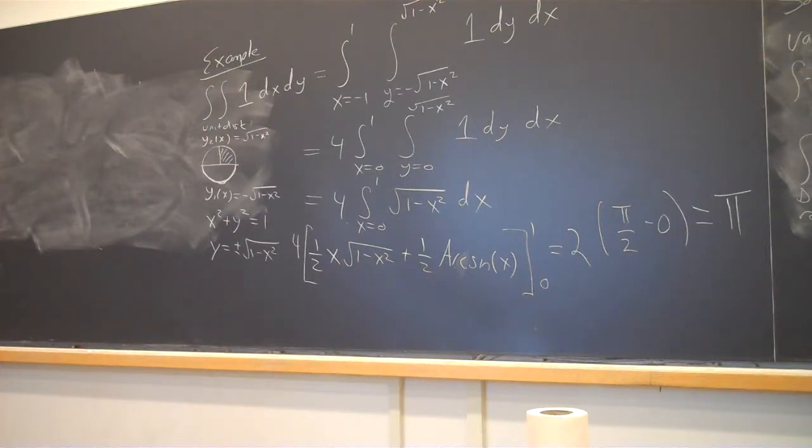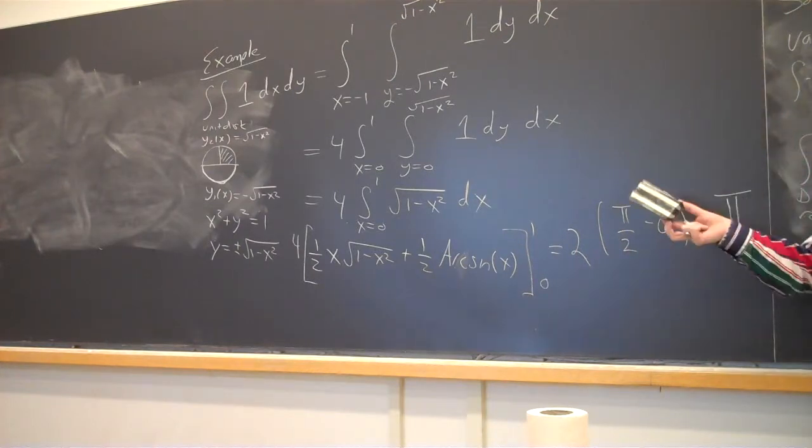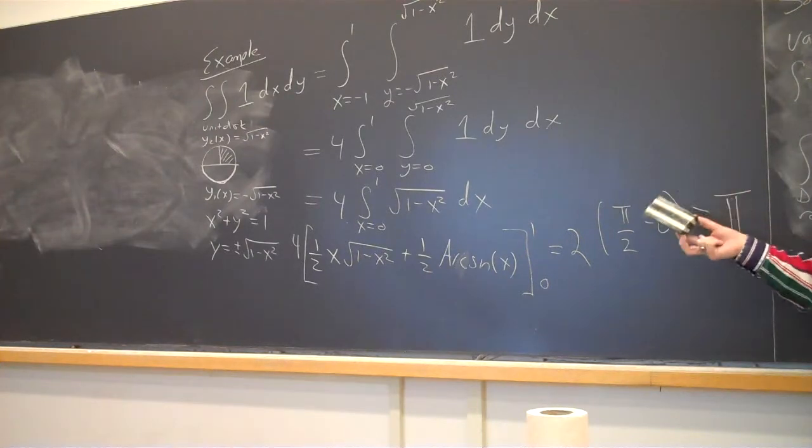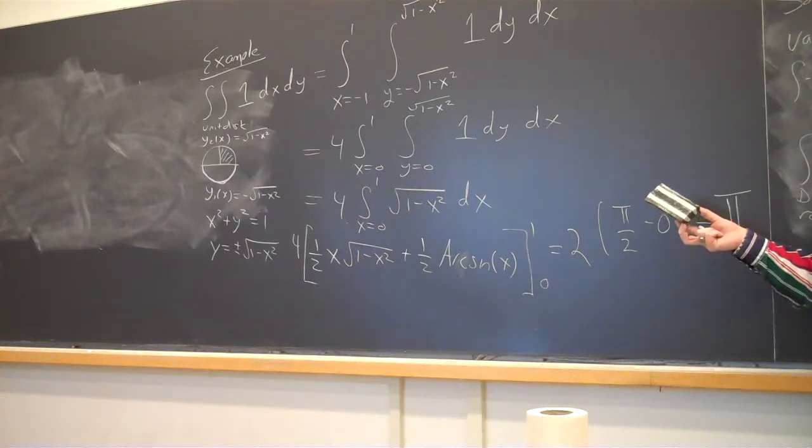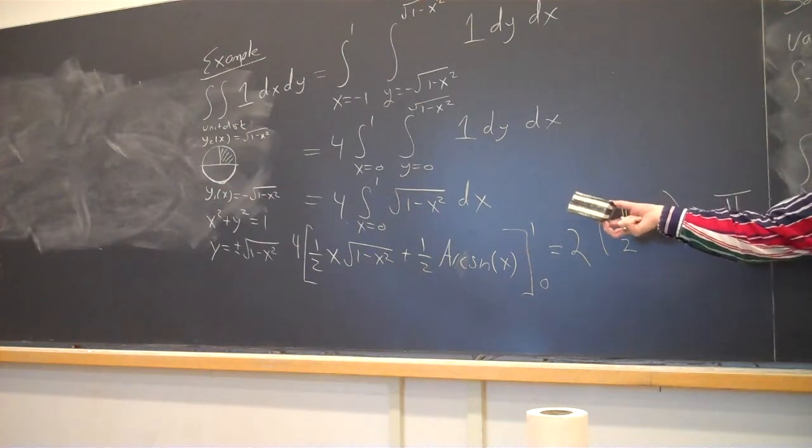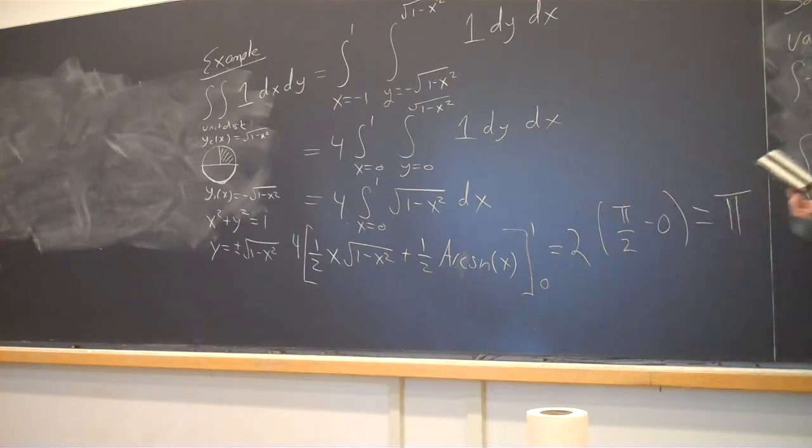What this should hopefully convince you of is that this is not a fun problem to do in Cartesian coordinates. You need to know how to do integrals of the square root of 1 minus x squared. How many of you know an integration technique that might be useful here? What might be useful for a square root of 1 minus x squared?